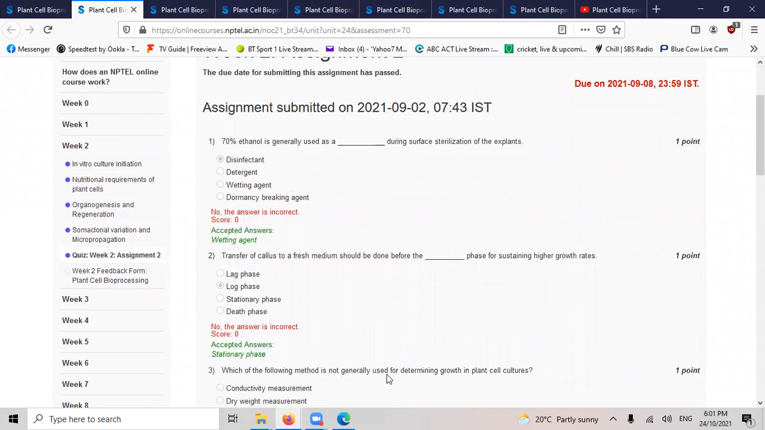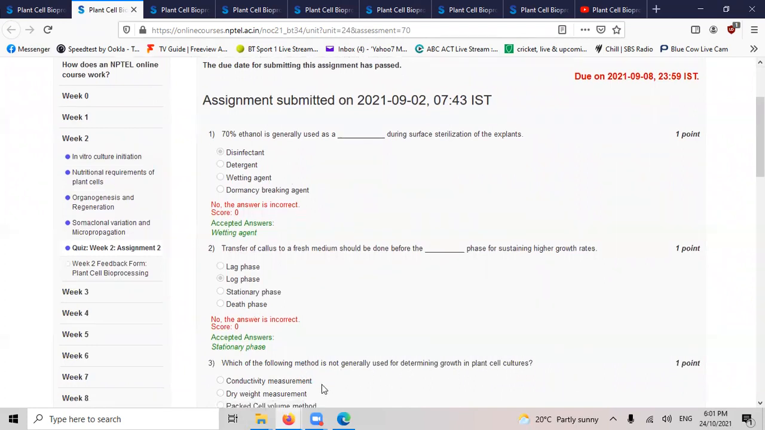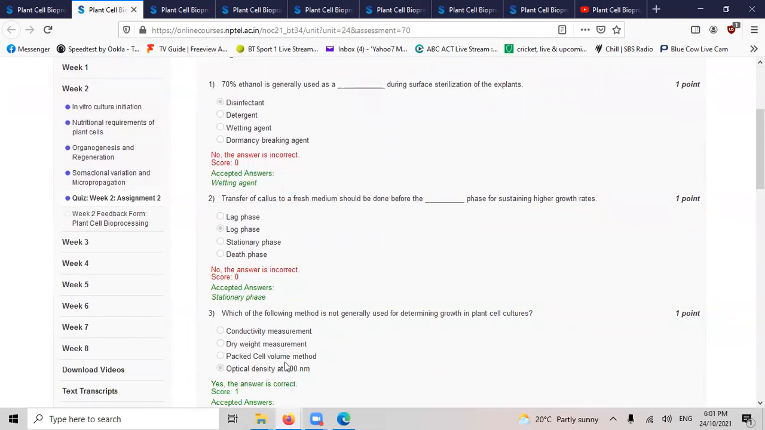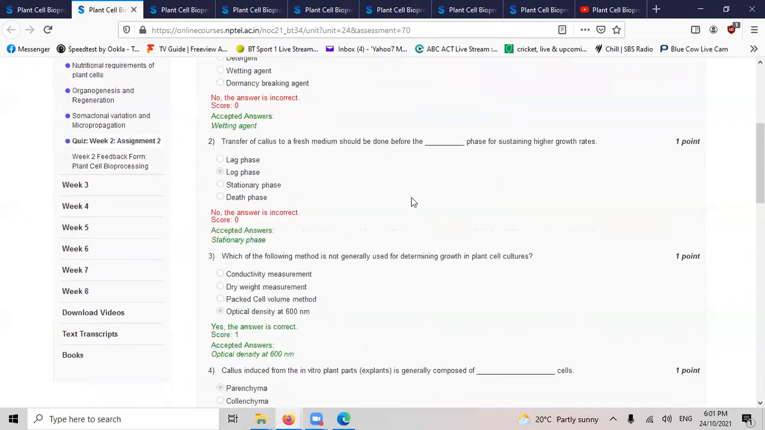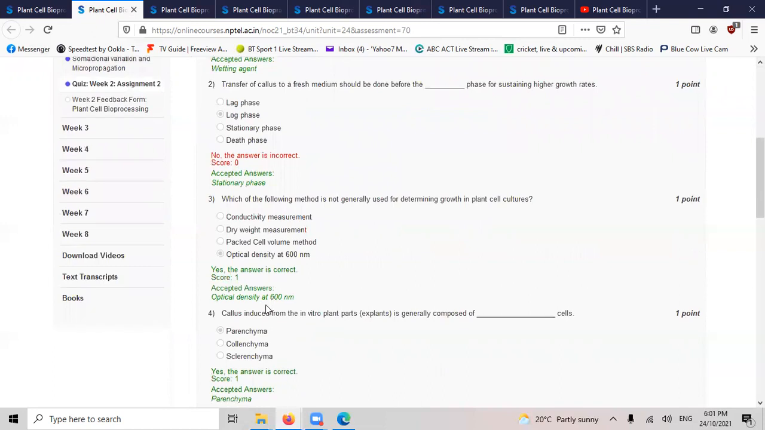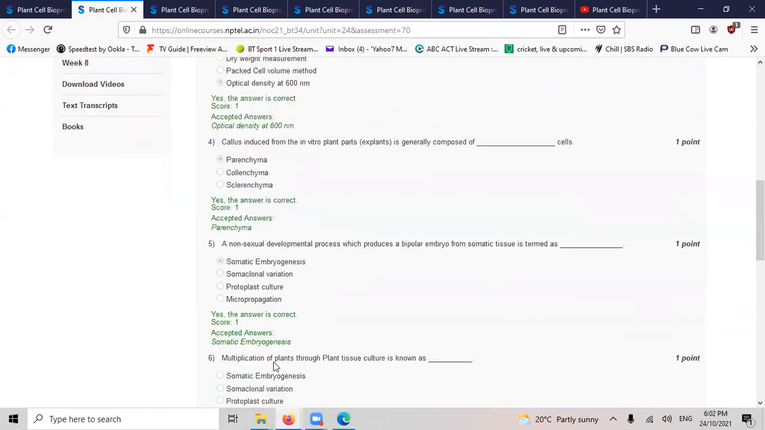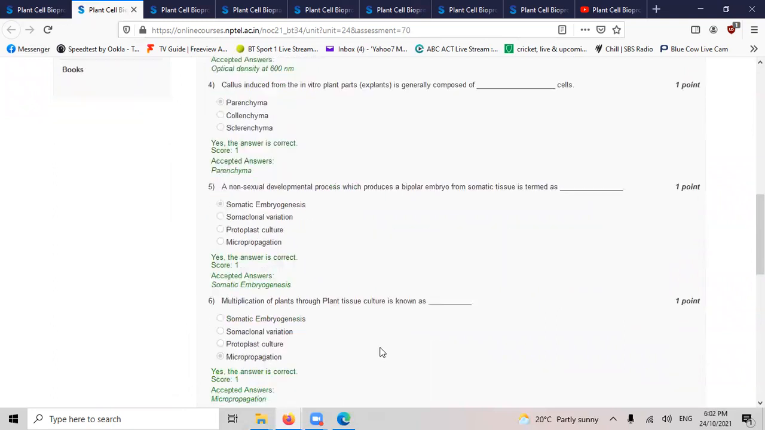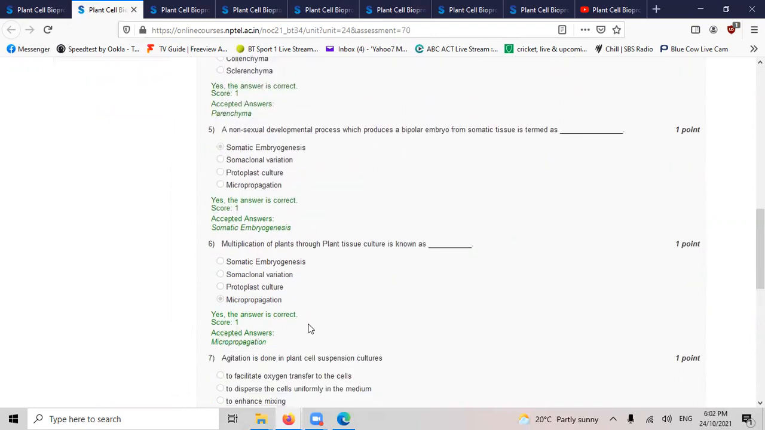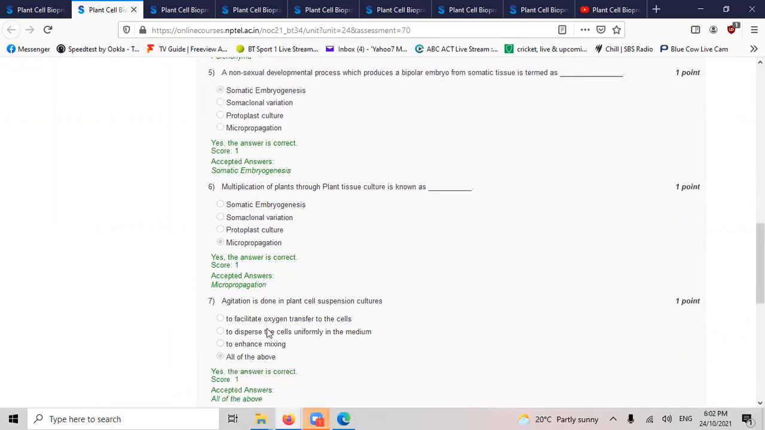Which of the following methods is not generally used for determining growth in plant cell cultures? Optical density at 600 nanometers, you don't use very often. Callus induced in vitro from explants is generally composed of parenchyma cells. They're the ones that have no direction yet. A non-sexual development process by which the bipolar embryo forms from somatic tissue is termed somatic embryogenesis. Multiplication of plants through plant tissue culture is known as micropropagation. Agitation is done in plant cell suspension cultures. True for all of them.